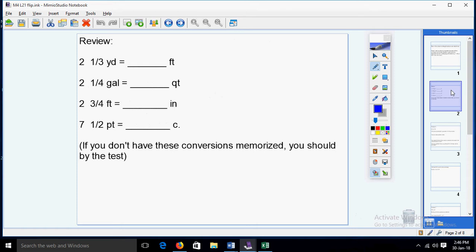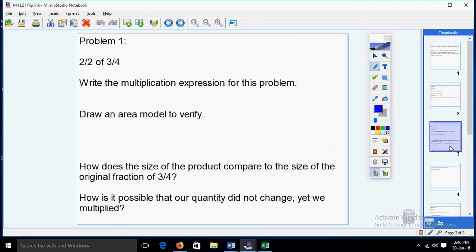If you don't have these conversions memorized, if you don't know that 3 feet is the same as 1 yard, if you don't know how many quarts are in a gallon, how many inches are in a foot, or how many cups in a pint, you need to have them memorized by our test. There's 33 lessons where we still have a while, right? But you still need to have these memorized, okay? So you're going to go ahead, pause this video. You're going to find out the answers, and you'll see these again in the quiz. So pause now. All right, welcome back.